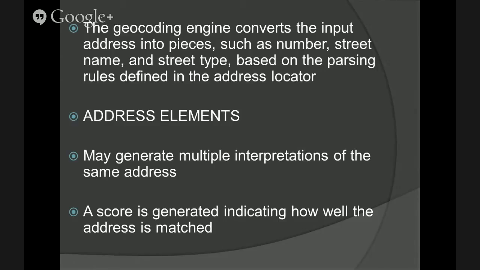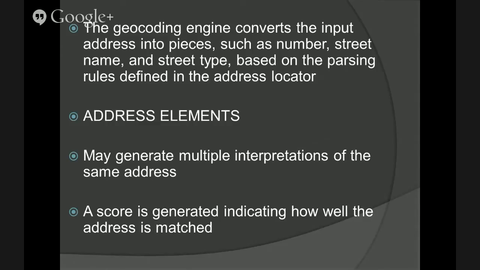Depending upon the type of address locator that you use, sometimes you can get multiple interpretations of the same address. Maybe one address locator plots an address location directly on a road, whereas a different type of address locator offsets that point location and puts it slightly to the right or to the left based on a fixed distance. And anytime the address locator generates an interpretation of an address, it will also give you a score that indicates how well the computer thinks that address was matched.